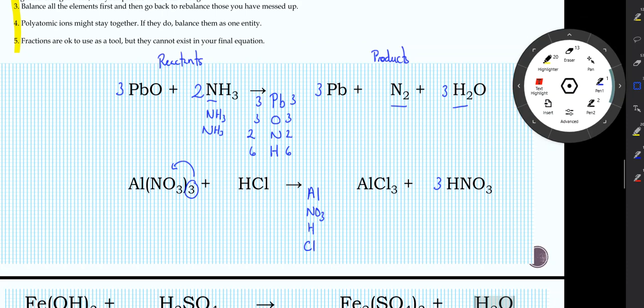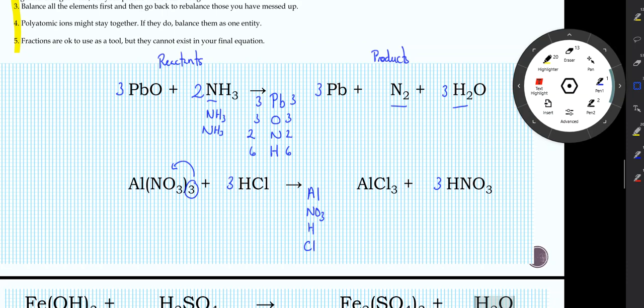And then I'm going to go to the H's. Well, I have 3 H's on the right-hand side and 3 H's on the left-hand side. So I have 3 and 3. Last one is Cl's. Well, it looks like I've already balanced Cl's because I have 3 on both sides.